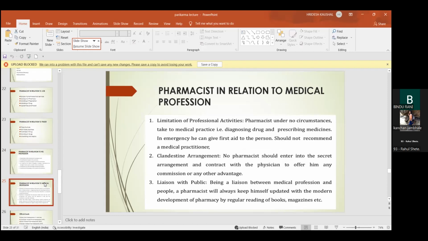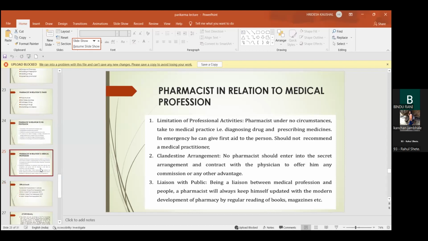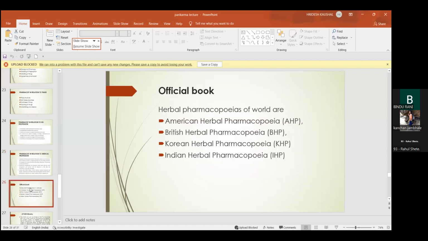But it is not that we have to behave like a doctor. We should not behave like a doctor, but we can assist, we can help. In case of emergency, we can give our best to the medical profession. Now these are the things which are related to ethics. Now again we come towards our herbal medicines. These herbal medicines, we have to correlate with our ethics.